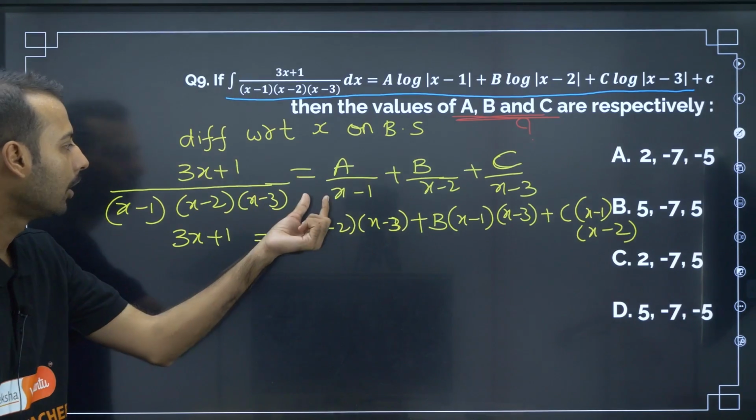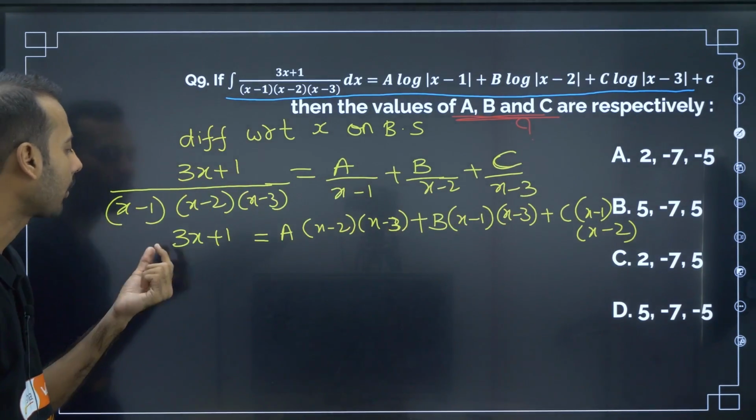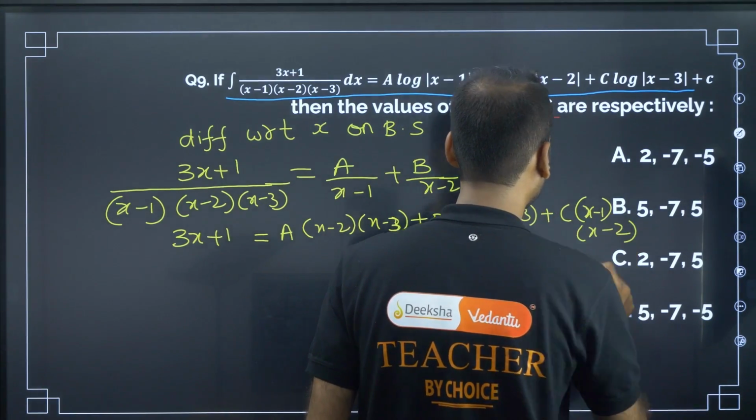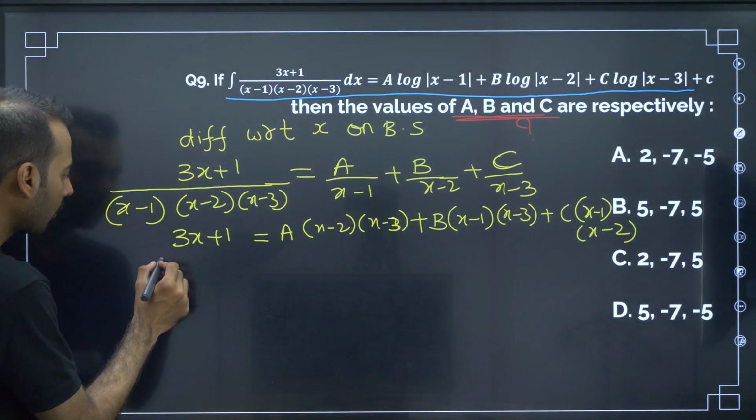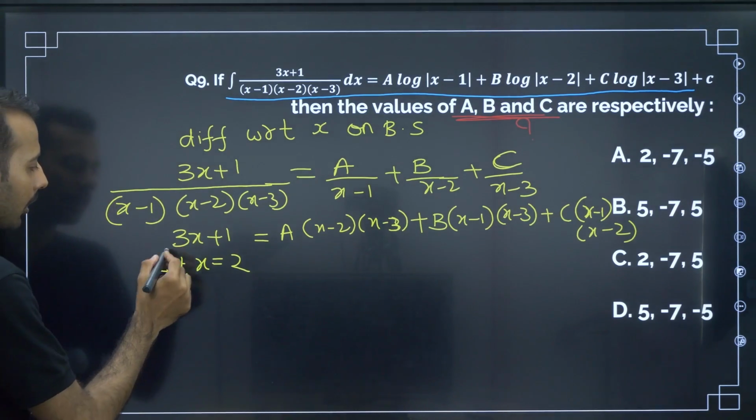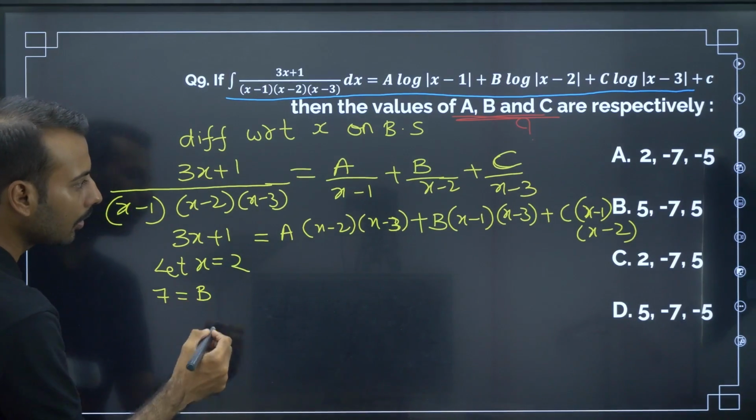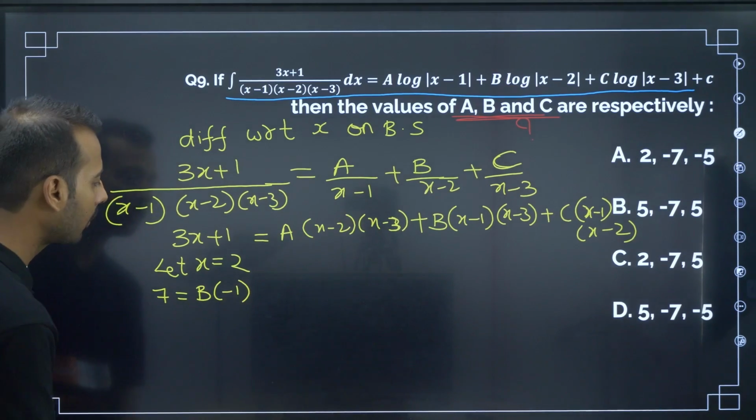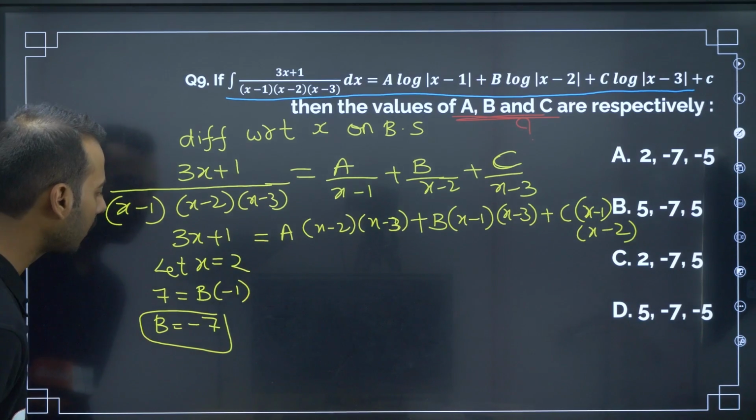After taking the LCM, we get (x minus 1)(x minus 2)(x minus 3) in the denominator, and this denominator I am cancelling off. So we are left with this expression. Now they are asking us to find a, b, c. So let x equal 2. If I place 2 in x, this becomes 3 times 2 is 6, plus 1, 7, is equal to 2 minus 2 is 0 for a, b times (2 minus 1) is 1 times (2 minus 3) is minus 1, and the last term is 0. So b is equal to minus 7.